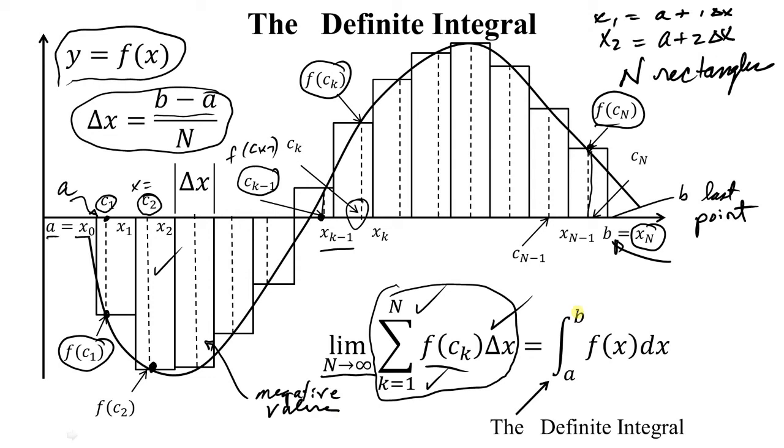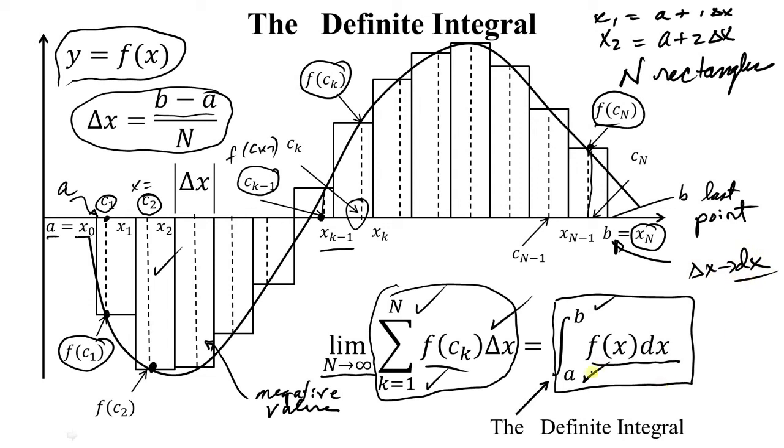And what we get is a new notation here that we're going to call the definite integral. It looks like the symbol for the antiderivative, which we've already looked at, but it's simply called the integral from a to b of f of x dx. And the delta x becomes dx, and x is the variable of integration.